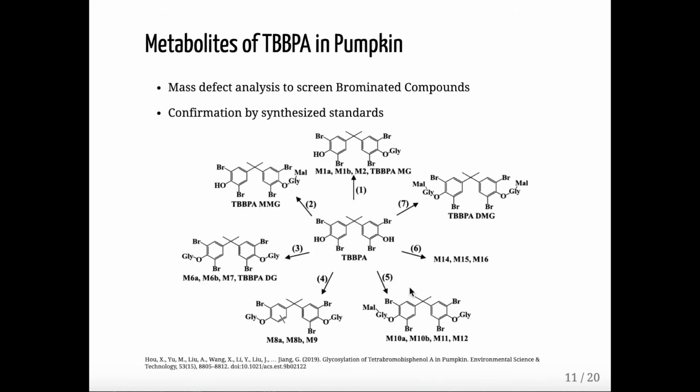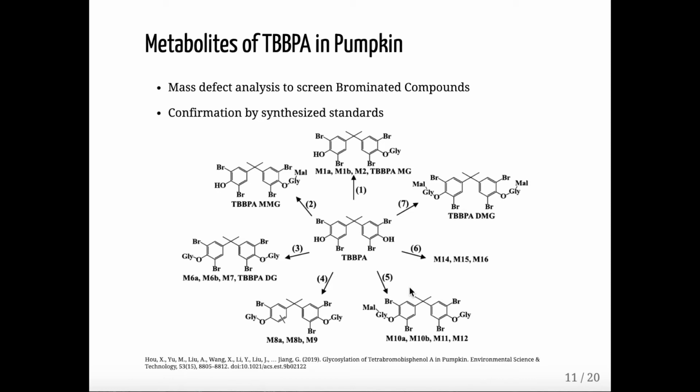To make it clear, let me show you an example. This is a published work, which I was also involved in. It is about finding some metabolites of tetrabromobisphenol A, TBBPA, in pumpkins. First we used mass defect analysis to screen all the brominated compounds, and then we manually checked them one by one. We found 7 different metabolites, and then confirmed them with synthesized standards.